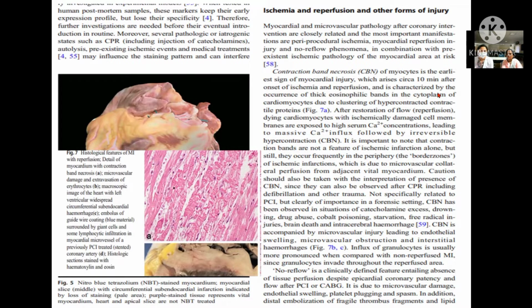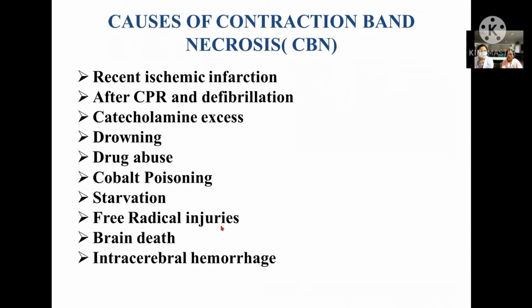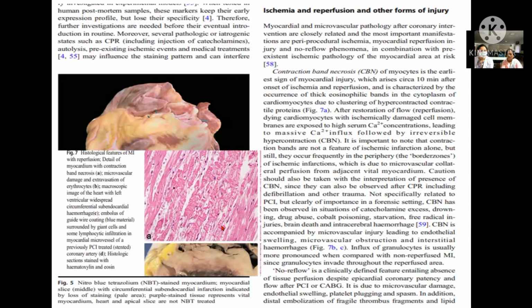And it is characterized by the occurrence of thick eosinophilic bands in the cytoplasm of cardiomyocytes due to the clustering of hypercontracted contractile proteins. Yeah, this is what we saw. Now we kept showing the thick eosinophilic bands of cytoplasm in the cardiac myocytes or cardiomyocytes. I hope you are clear with that picture. It is more clear. And after restoration of flow, this is what the article has given as the picture.